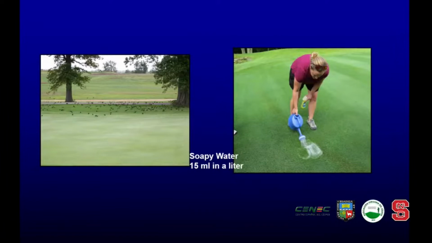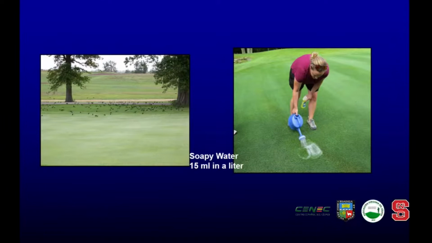And one of the easiest ways to check is to mix up some soapy water. Just take some liquid dishwashing detergent and add about 15 mL of this detergent per liter of water. And in the area where you suspect fall armyworms, where there's either damage or where you saw a lot of birds, you pour that out. And you would pour about 4 liters over, say, a square meter area.